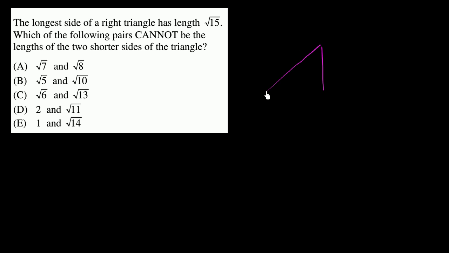So the longest side of any right triangle is going to be the hypotenuse. The hypotenuse is the side opposite the right angle. So this is going to be square root of 15. The length of the longest side is square root of 15.